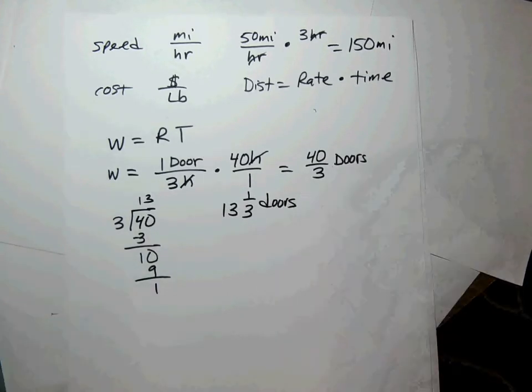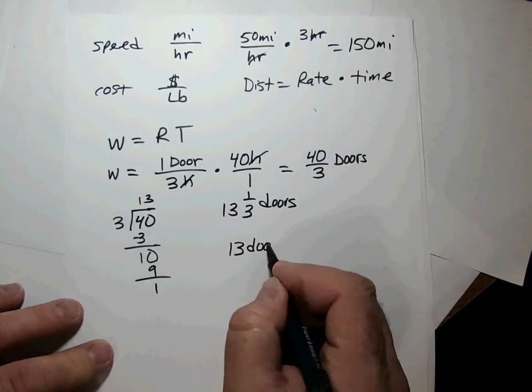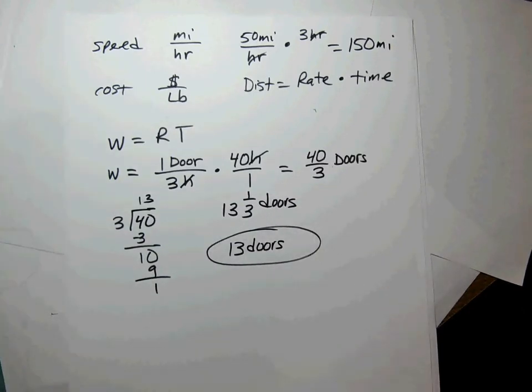Okay, so basically 13 doors in a 40-hour work week, a little bit more than that. Put it in practical terms, we'd probably say 13 doors, right? We'd round down a little bit and say, I can do 13 doors in a week. I don't know what that means. The whole frame, cutting the opening, I don't know what it means to do a door. We'd have to identify exactly what that means to do a door, but we can do 13 of them in a week's time. Okay, 40 hours. Okay, there we go.